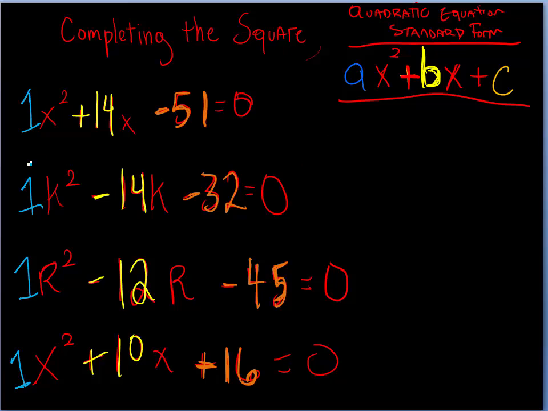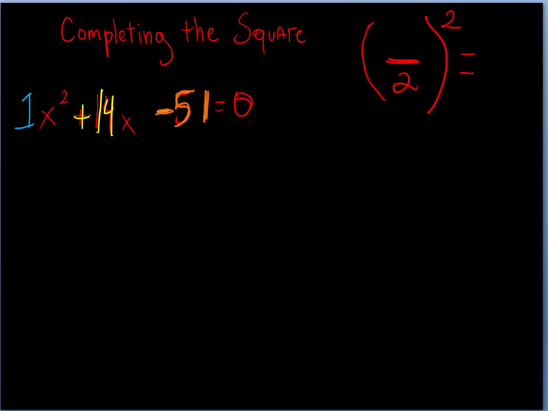Alright, so I'm going to solve this first problem by completing the square. Here's our first quadratic equation. If you notice this on the side, this is going to be used later to complete the square. I'm going to use the second term here when I complete the square. But first I have to move the third term over to the right side. I add 51 to both sides. So now my problem looks like x squared plus 14x equals positive 51. That positive 51 came from adding 51 to both sides. It canceled out the negative 51 on this side.